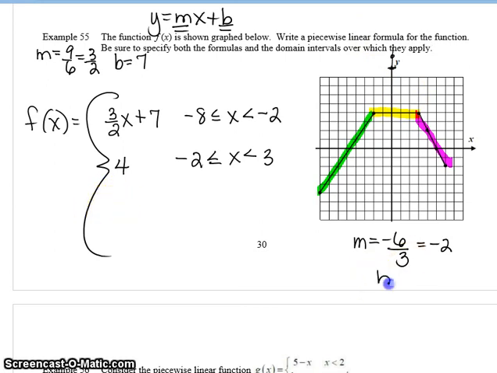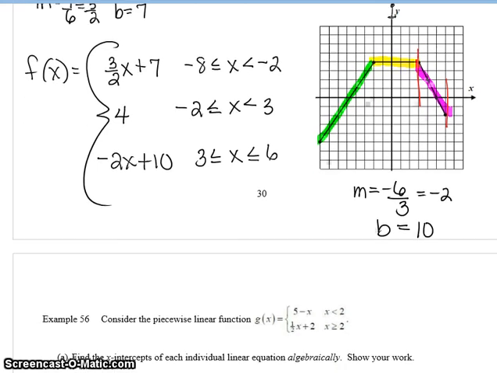So it's going to be -2x plus 10. Where is it -2x plus 10? Well, it's going to be from 3 all the way to 6. But again, if I didn't include the 3 up here in this domain, then I'm going to include it down here. So I can set that one equal to. And that one, I can make that 6. Okay? All right, moving on to 56.